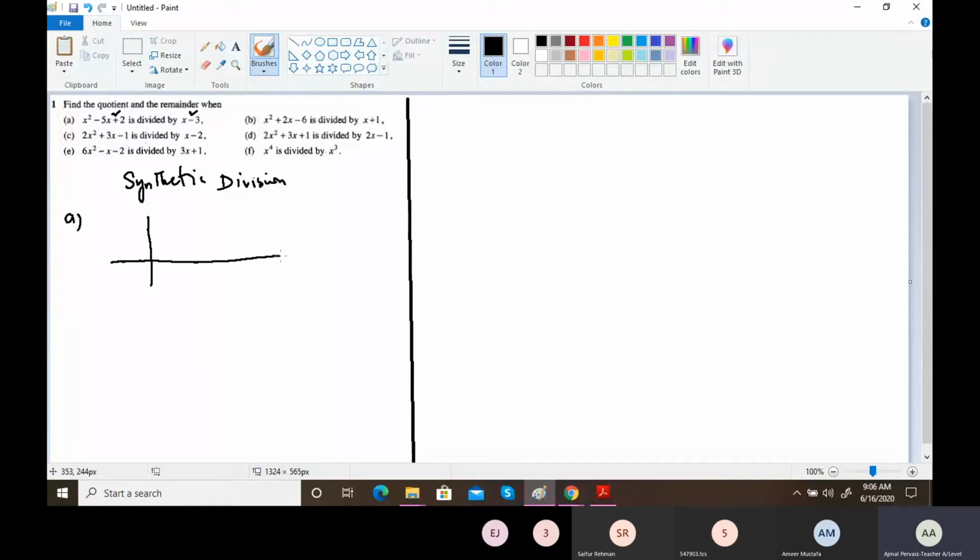Now, synthetic division says to write the coefficients of these. The coefficient of x square is 1. The coefficient of x is minus 5. And the coefficient of the constant term is 2 only, right? And the expression which is dividing it is x minus 3. So it is actually x equals 3 which is going to divide these. Am I clear? Anyone confused? Please let me know. Is it fine?